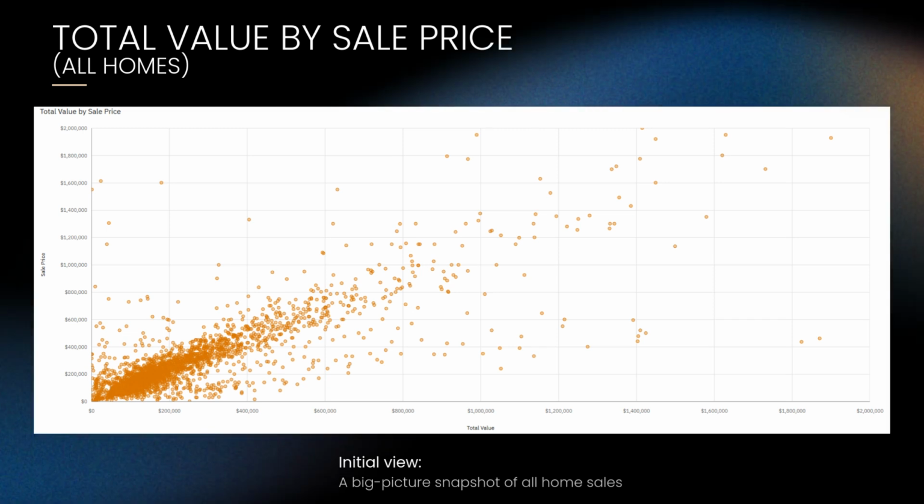When I first built this scatter plot in the dashboard, I dropped everything in it. There were no filters, it was just raw data. And yeah, it got real messy really fast. You can definitely see a general upward trend here, that properties with higher total value usually sell for more. But the chart is packed with so many points and extreme outliers that the pattern kind of gets drowned out. It's just too dense to be helpful. I realized pretty quickly that if I wanted to actually understand the relationship, I needed to clean this up.